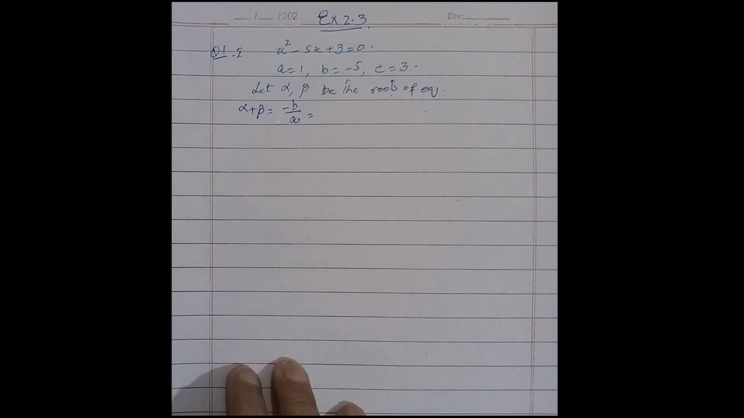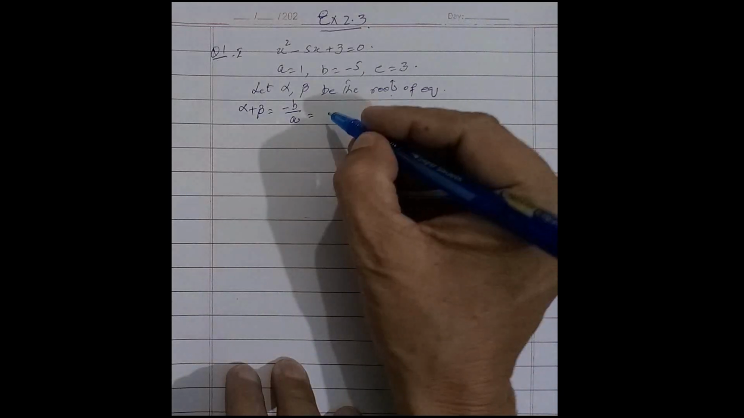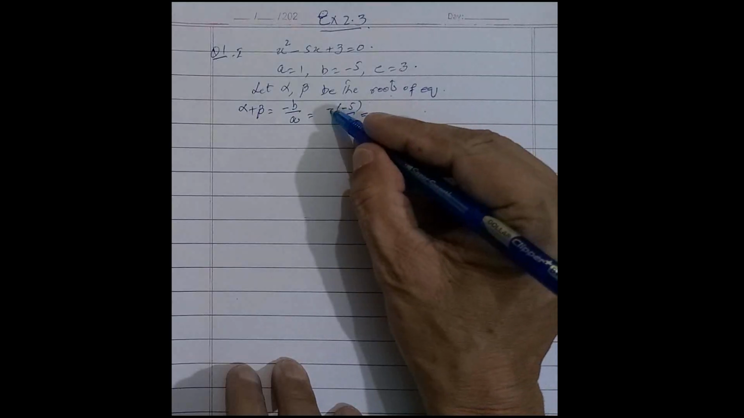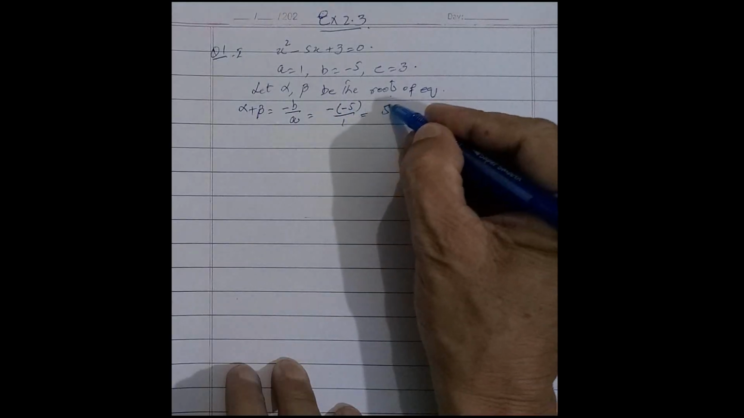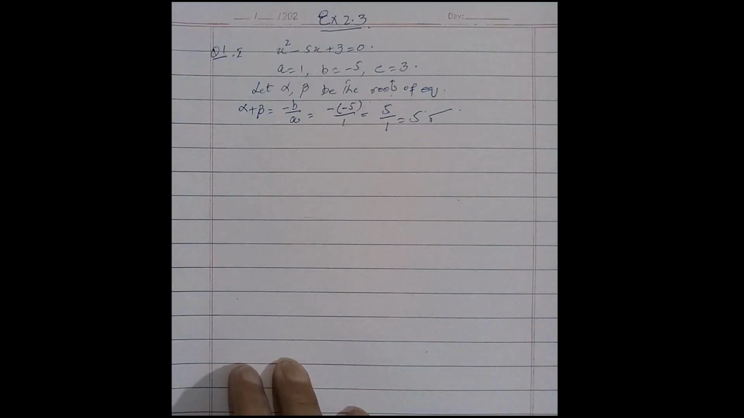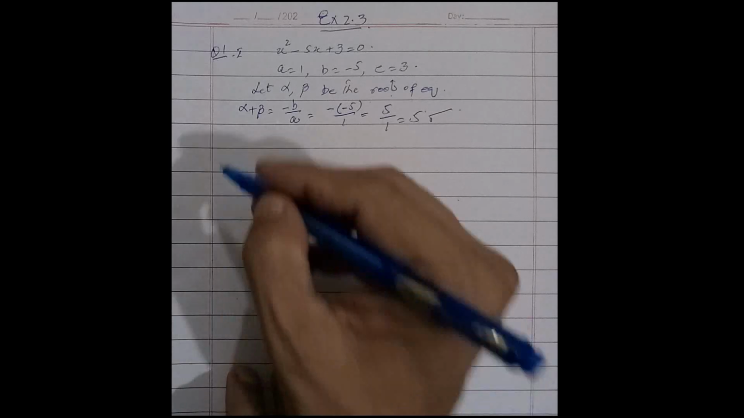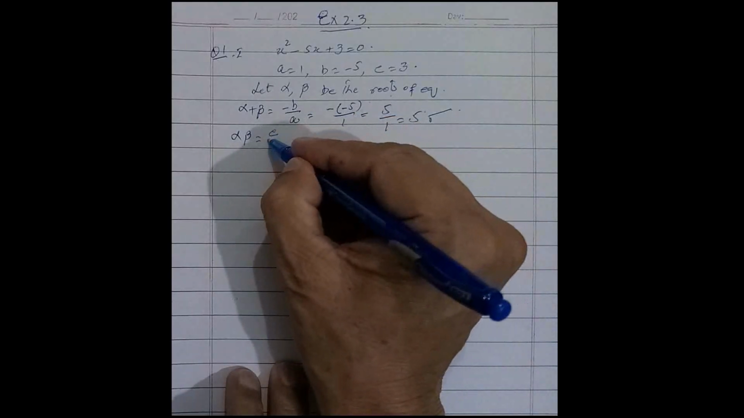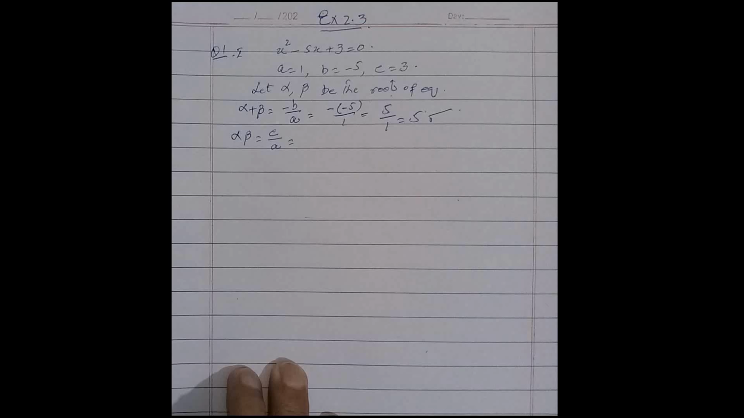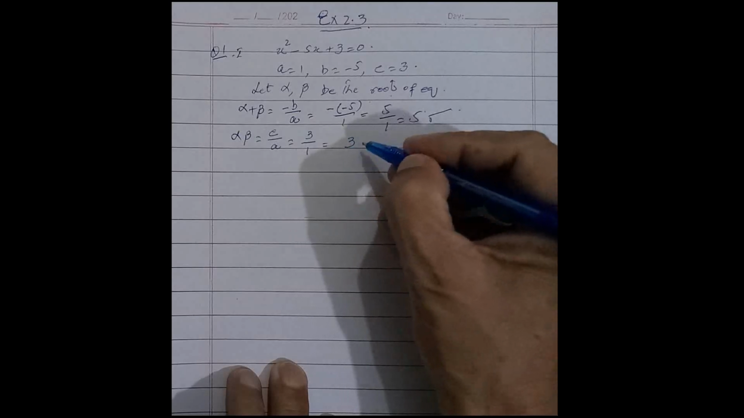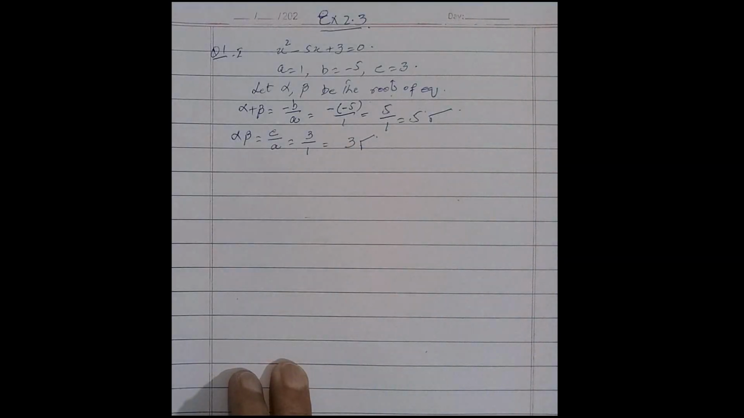So we put the values of b and a in this equation. We get minus 5 over 1, which is equal to minus multiplied by minus, we get plus 5 over 1, which is equal to 5. It is the sum of the roots. The other is the product, alpha beta, and its formula is c over a. Here c is 3, a is 1, and the product is 3, and this is the sum and product of the roots of this equation.